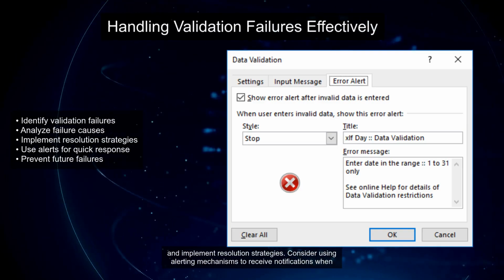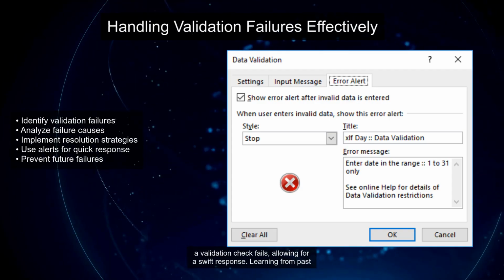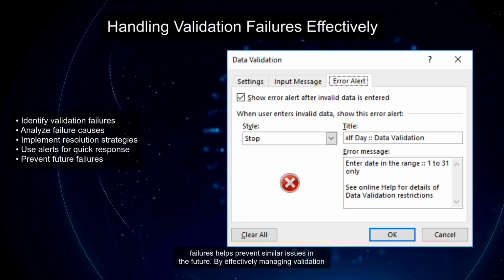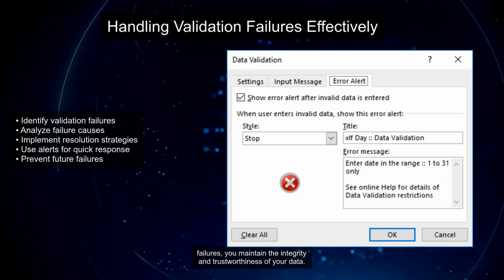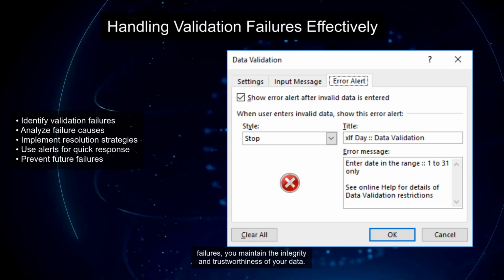Consider using alerting mechanisms to receive notifications when a validation check fails, allowing for a swift response. Learning from past failures helps prevent similar issues in the future. By effectively managing validation failures, you maintain the integrity and trustworthiness of your data.